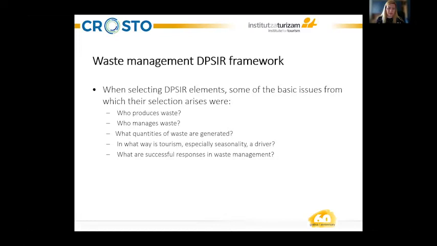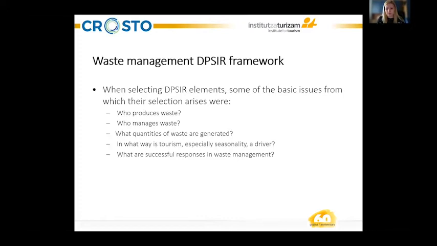Further on, we have been talking about the DPSIR framework, which is accompanied by the selected indicators, which is a widely used tool, and it is communicating in the end knowledge of the connection between the environment, the economy, and the society, of course.